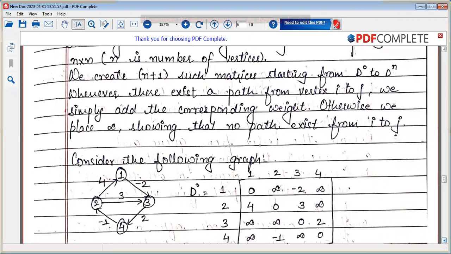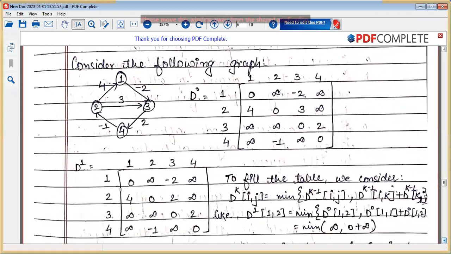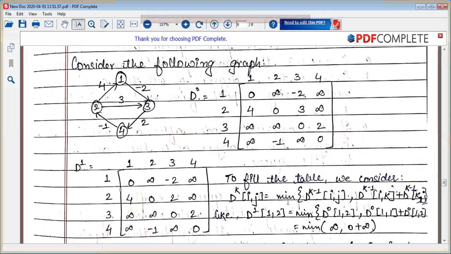Now the next thing is how we are going to proceed to get D1. Before we start filling D1, I have written some instructions on the right hand side: the rest of the table, that is D1, will now be dependent on the values of D0. So let's say I need to identify D1, any value i comma j. This is given by a formula. We need to identify the minimum of D of k minus 1, that is, from the previous matrix, the value at the same location, or, considering k as an intermediate node, the path from i to k and then from k to j using the previous matrix.